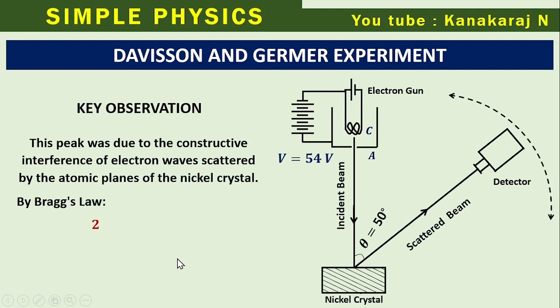By Bragg's law, 2d sin theta prime equals n lambda. d is the lattice spacing, theta prime is the glancing angle, n is the order, and lambda is the wavelength. Now, the theta here represents the scattering angle, whereas theta prime is the glancing angle.